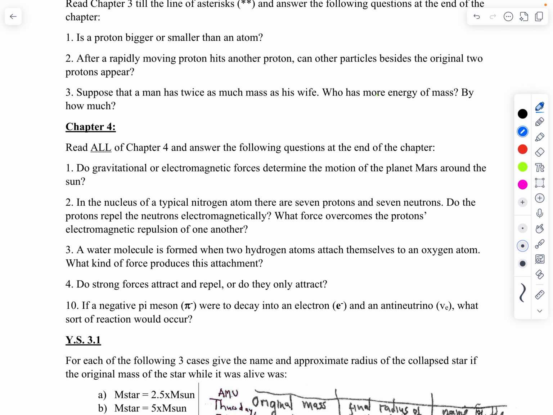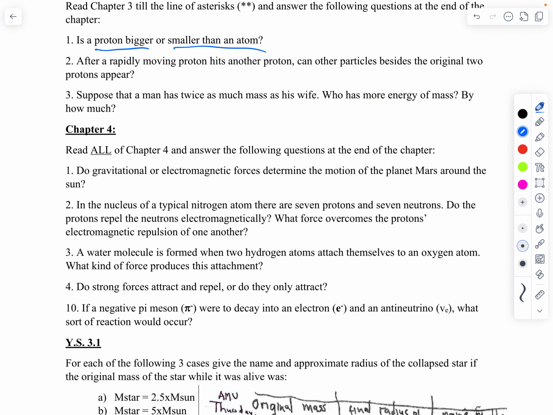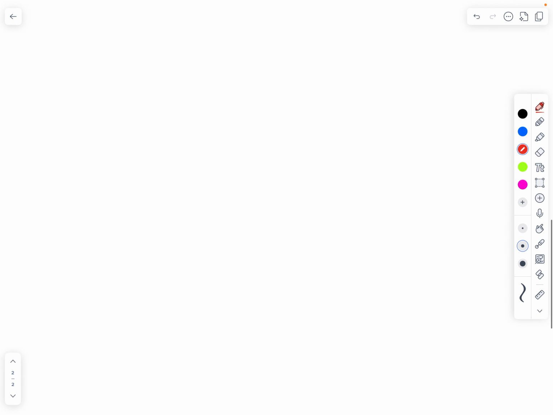Let's get started. Okay, first question. Is a proton bigger or smaller than an atom? To be able to do this, you have to know the difference between an atom and a proton, right? I would draw it out for you. A proton is a positive charge component of an atom. And then the neutron is the one that's neutral. So I put N for neutral. Just remember neutron, neutral, right?